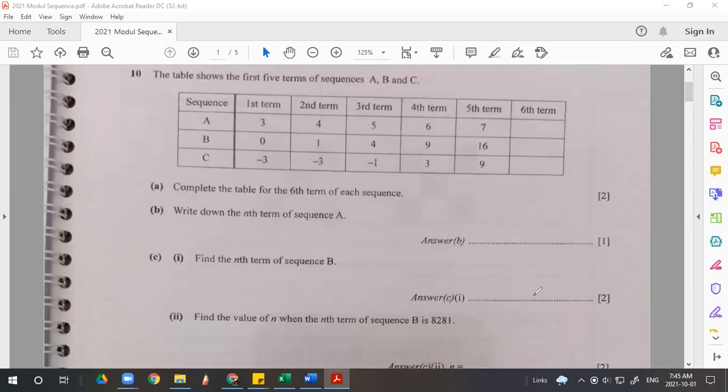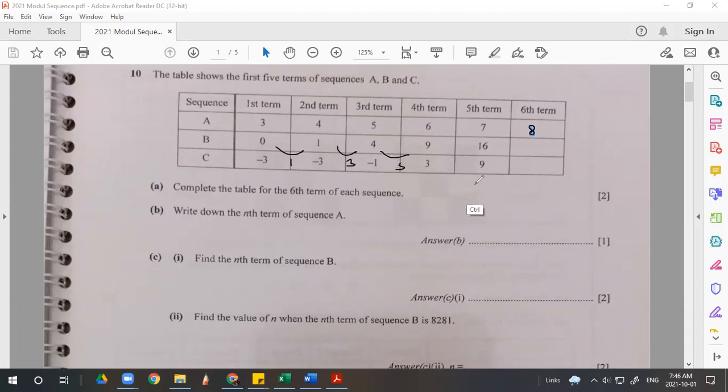So for number 1, complete the table for the sixth term of each sequence. Look at this, +1, +1, +1. Okay, very simple. For sequence A, it is only a simple arithmetic, 8, right? And then 0, 1, 4, 9, 16. Okay, this is quite complicated. This is actually a double layer arithmetic. See, 1, 3, 5, 7. This is 2, 2, 2. But don't think too much about this.